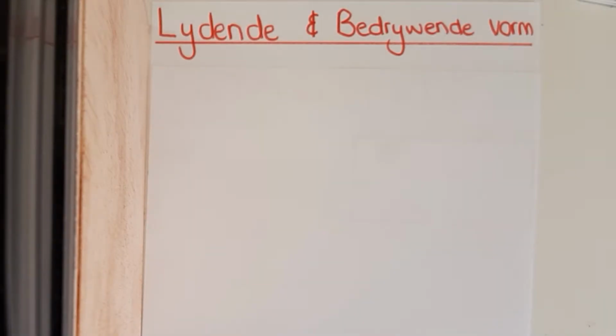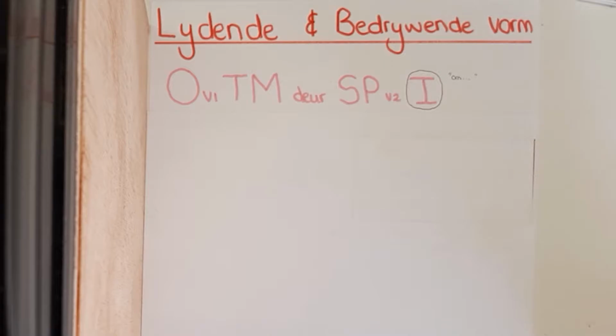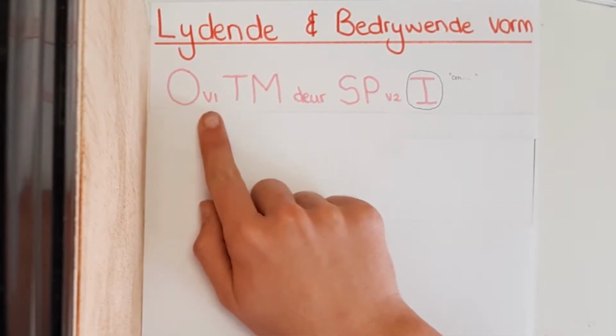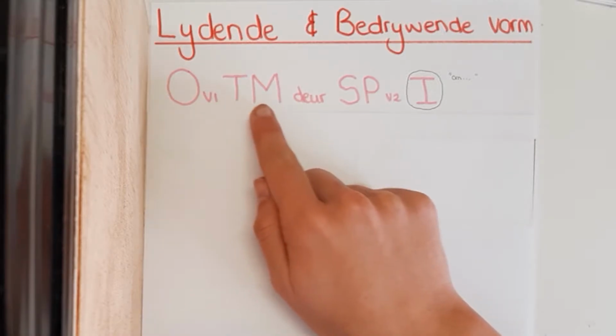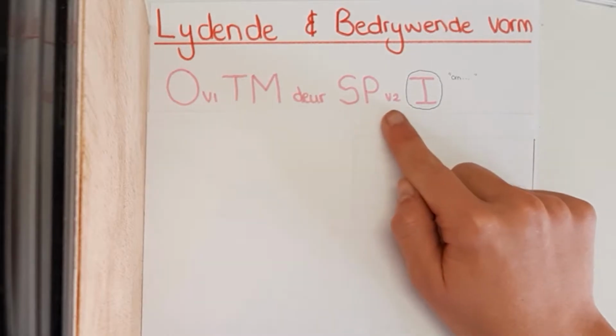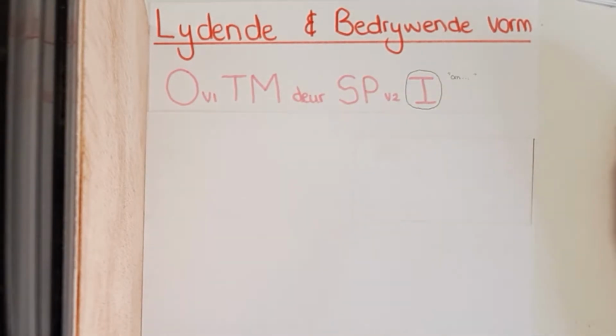I'm going to be showing you how to do Lydende in Bedrywende Vorm. The first thing we want to look at is your formula. The formula is object, verb 1, time, manner, deur, subject, place, verb 2, and your infinitive.